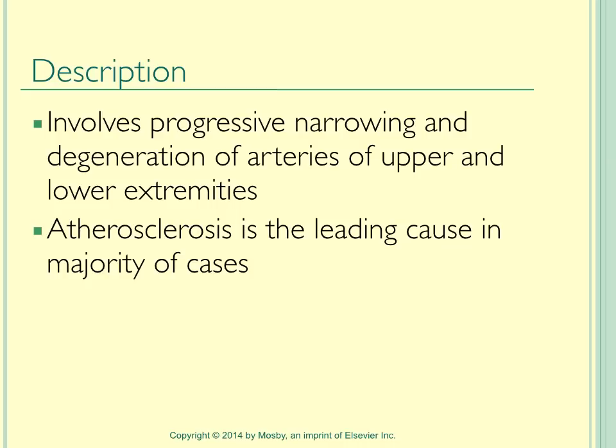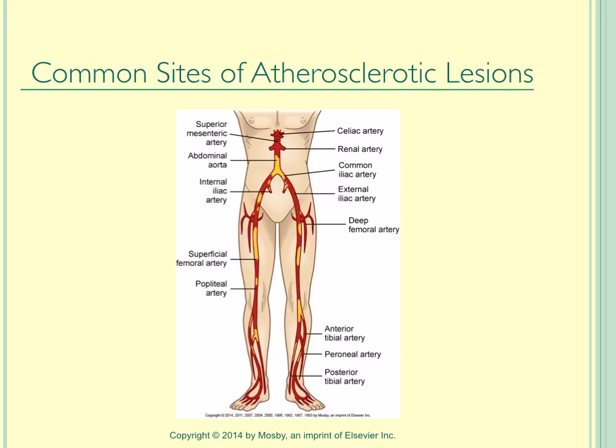This involves progressive narrowing and degeneration of arteries of the upper and lower extremities. So with time, there is not enough oxygen going to these arteries and they are getting damaged. So this is what is happening in peripheral arterial disease. Common sites of these atherosclerotic lesions, shown in yellow here, are the abdominal aorta and lower extremities. So the common sites of the atherosclerotic lesions can be all these yellow areas which are marked on these arteries.